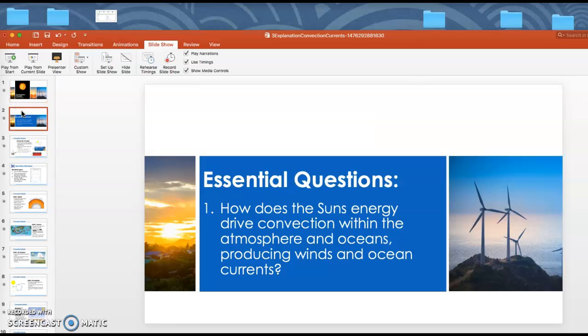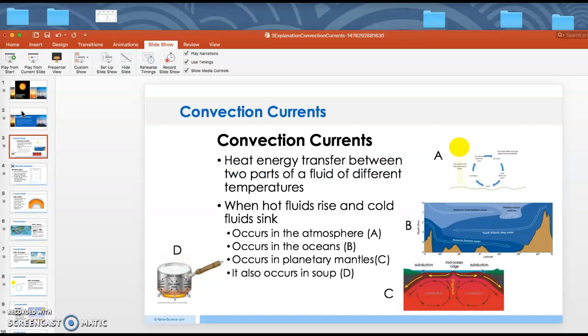The essential questions that we're going to talk about are, how does the sun's energy drive convection within the atmosphere and oceans, producing winds and ocean currents? Remember that fluids are not only water, because when we think of fluid, we think of liquid, but gases are fluids as well, and air is a gas. So when you talk about wind, wind is affected by convection because it is a fluid that is moved because of hotter and cooler temperatures.